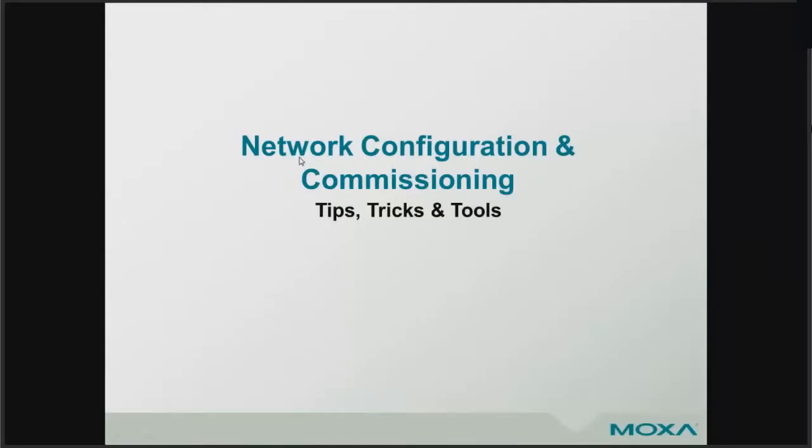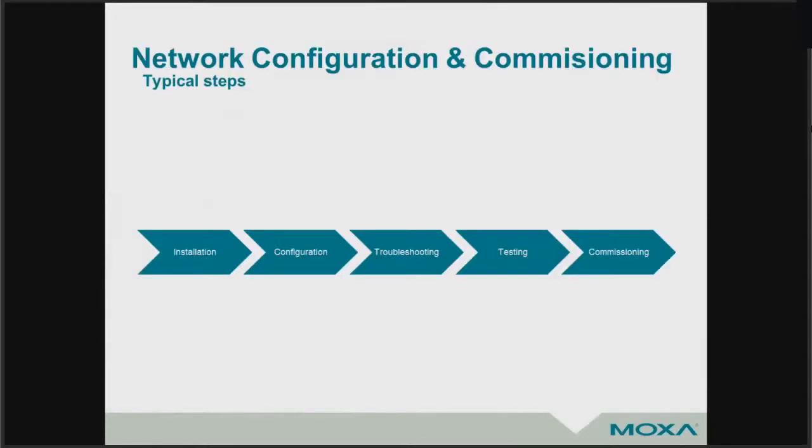Okay, so let's jump into some of the tips, tricks, and tools for network configuration and commissioning. The diagram shown just breaks down some of the typical steps in getting an industrial network operational. We'll discuss some of the things you can do throughout the process to make for a more efficient and successful implementation.